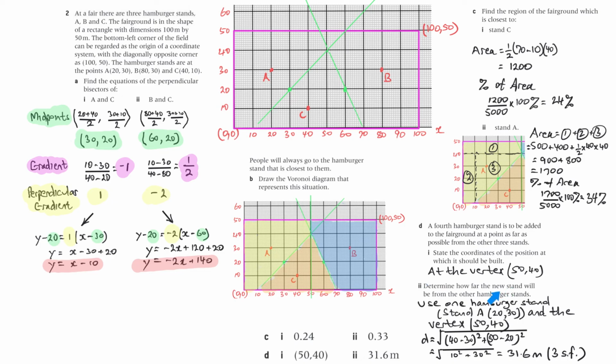2, determine how far the new hamburger stand will be from the other hamburger stands. We only have to use one of these points, either A, B, or C. I chose stand A, and that's at (20, 30), and the vertex is (50, 40). I use the distance formula, y2 minus y1 squared plus x2 minus x1 squared, under a square root, using these 2 points, stand A and the vertex. I could have used stand B or stand C, and we found the distance to be 31.6 meters to 3 significant figures, and that was okay.